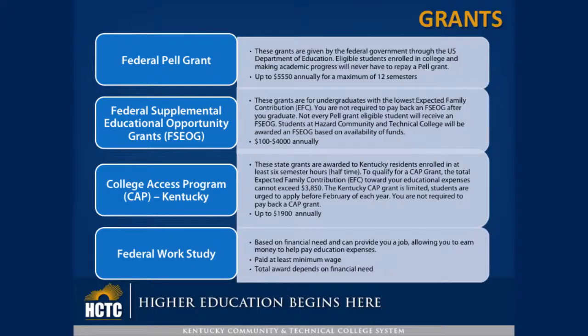College Access Program. These state grants are awarded to Kentucky residents enrolled in at least 6 semester hours, half-time. To qualify for a CAP grant, the total expected family contribution towards your educational expenses cannot exceed $3,850. The Kentucky CAP grant is limited. Students are urged to apply before February of each year. You are not required to pay back a CAP grant. They contribute up to $1,900 annually.